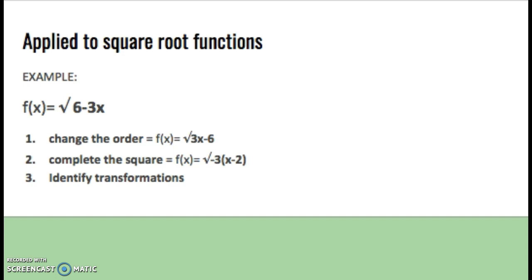The first example is f of x equals the square root of 6 minus 3x. So the first step we want to do with this equation is change the order. That way the x is first, and that would make easier the second step, which is complete the square. Once we've done that and we have the equation f of x equals the square root of 3x minus 6, we can continue with completing the square. This would take us to f of x equals the square root of negative 3 parentheses x minus 2 close parentheses. Now what we have to do is identify the transformations.